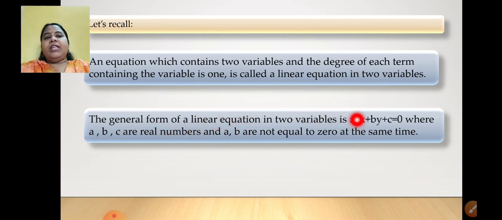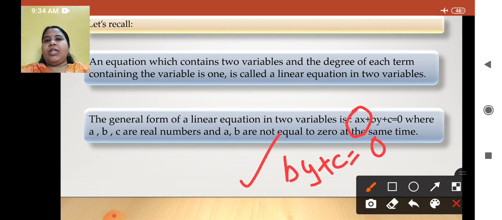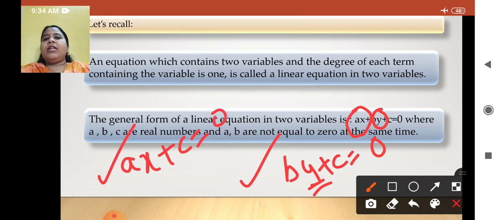But if A is 0 here, what will happen to it? 0 into x will become 0. The equation will reduce to by plus c is equal to 0. Now this is not a linear equation in two variables, yes or no? Just see here, if A is 0, a into 0 will be 0. The equation will reduce to by plus c is equal to 0. Now this is a linear equation, yes, but it is in one variable. It is no longer in two variables, right? And suppose if y is equal to 0, then what will happen? b into y is 0, ax plus c is equal to 0. Again this is a linear equation in one variable. I hope you are understanding.